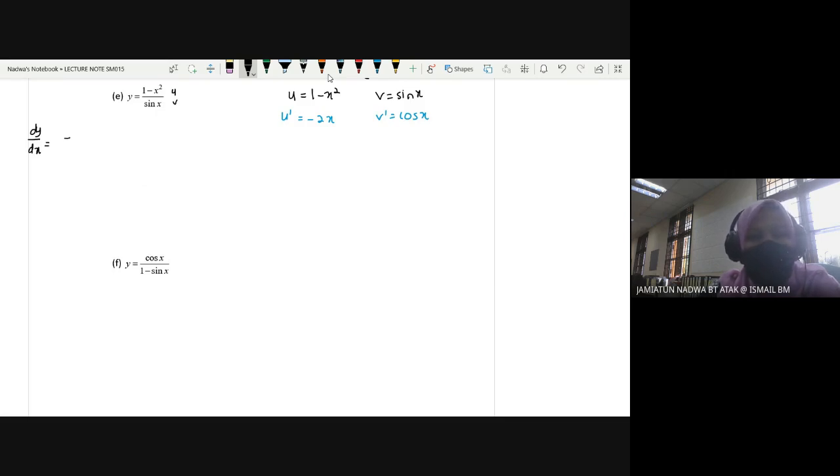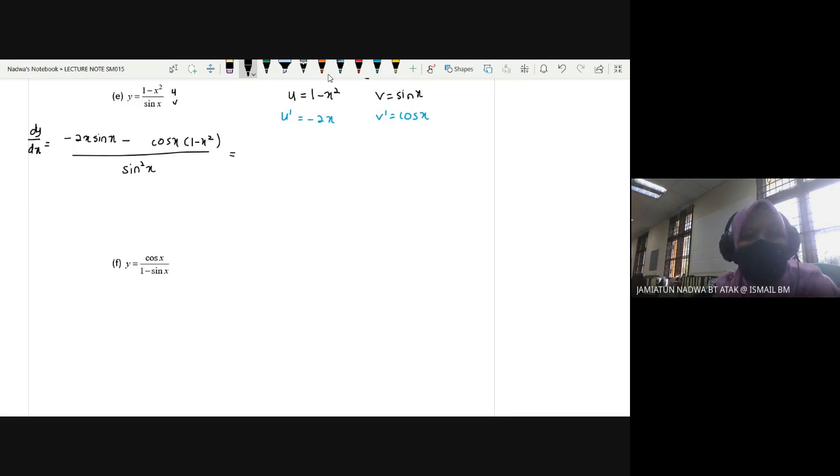minus UV prime. So we have negative 2x sin x minus cos x (1 minus x squared) over sin squared x. Macam tu. So saya kata differentiation kita dah habis dah dekat sini.